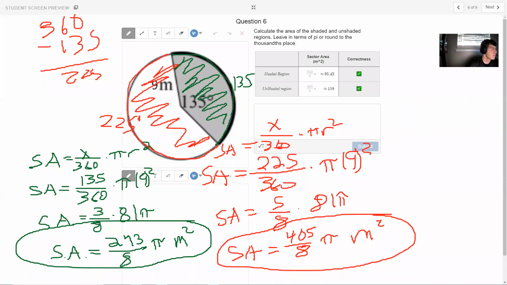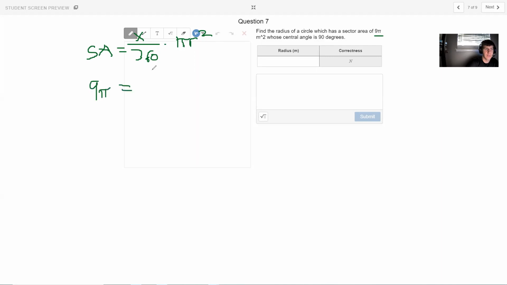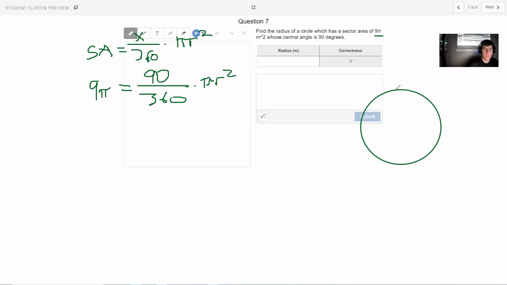All right, number 7. Find the radius of a circle that has a sector area of 9 pi meters squared and whose central angle is 90 degrees. So we're using sector area. So sector area equals x over 360 times pi r squared. Okay, sector area is 9 pi, so we're going to substitute in 9 pi for our sector area. The central angle is 90 degrees. And then we are solving for our radius. So if we want a diagram to visualize it, we have a 90-degree arc.